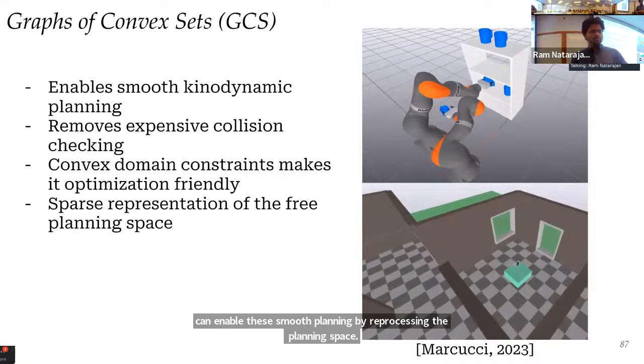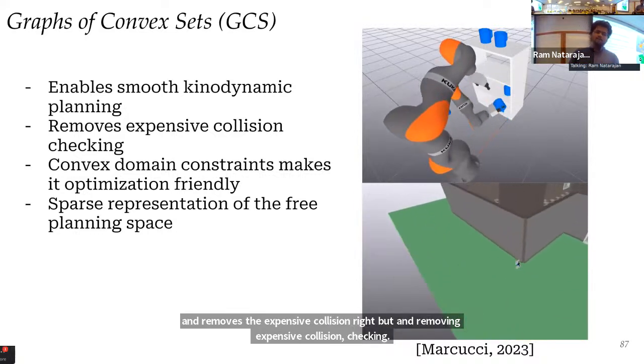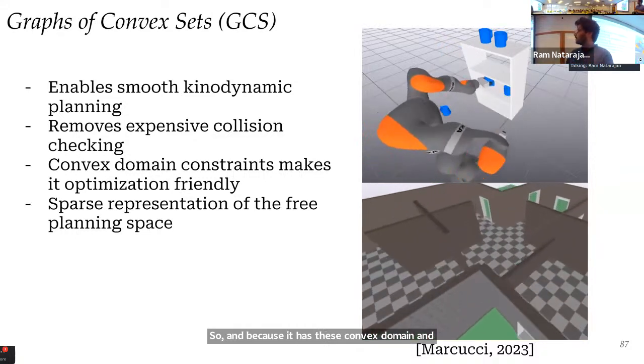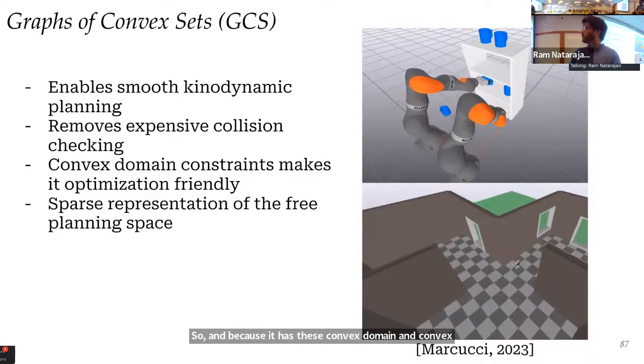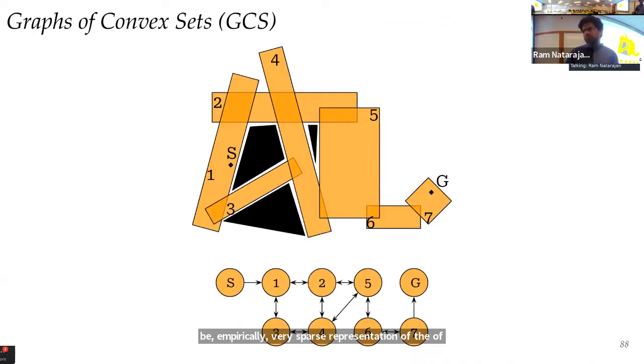And removing the expensive collision checking. Because it has these convex domain constraints and convex cost functions, this is very optimization friendly, and it can be an empirically very sparse representation of the planning space. A simple example: in your 2D environment, if you have these obstacles shown with these black polygons, you can decompose the free space into a set of these convex sets, and you can represent the adjacency relationship of these convex sets using the graph that I've shown below.